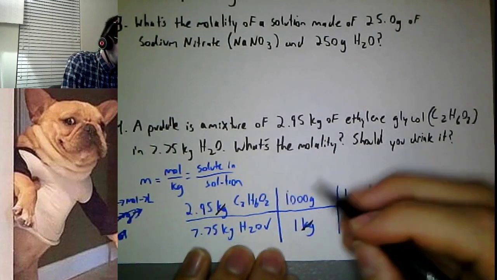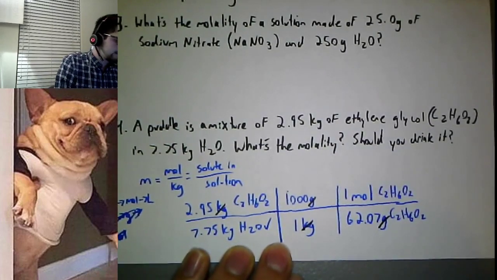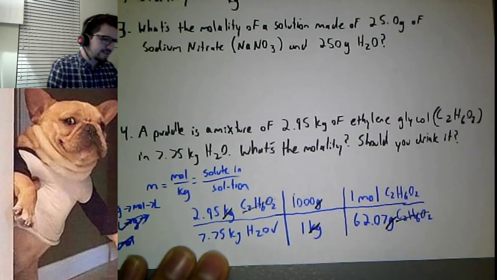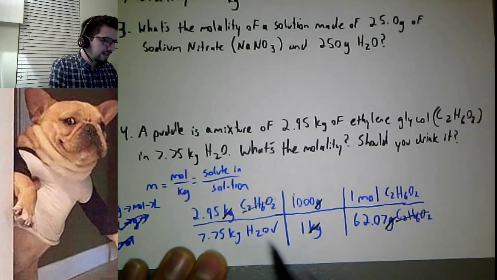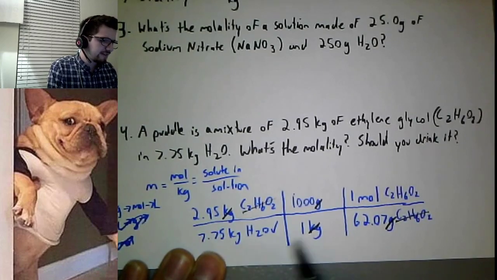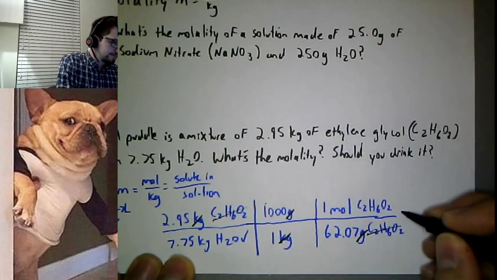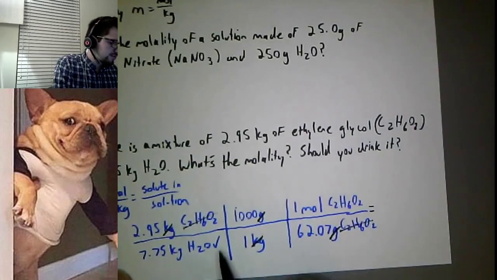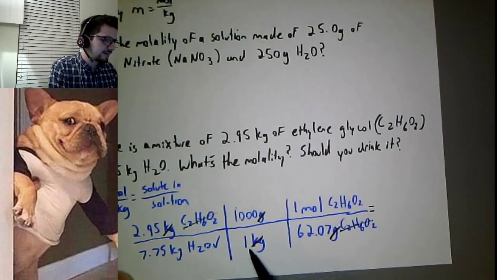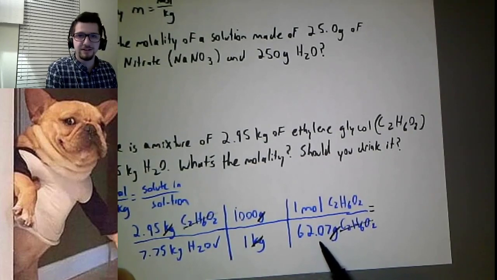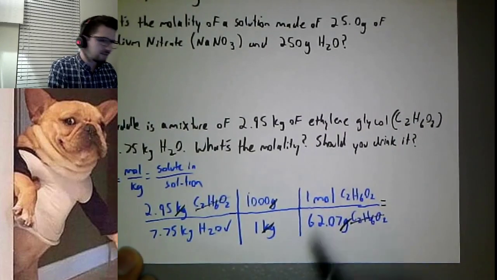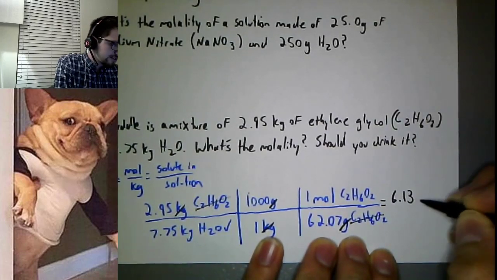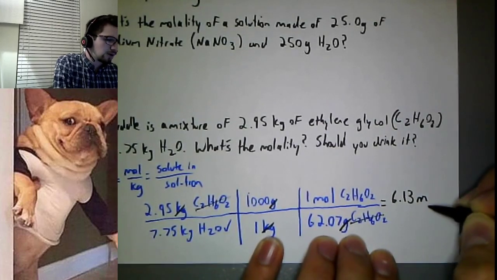So my grams cancel out. These C2H6O2s cancel out. So all I'm left with in the top is 2.95 times 1,000 times 1. And all I'm left with at the bottom is 7.75 times 1 times 62.07. Now when you plug all these numbers into the calculator, you end up with 6.13 molal.